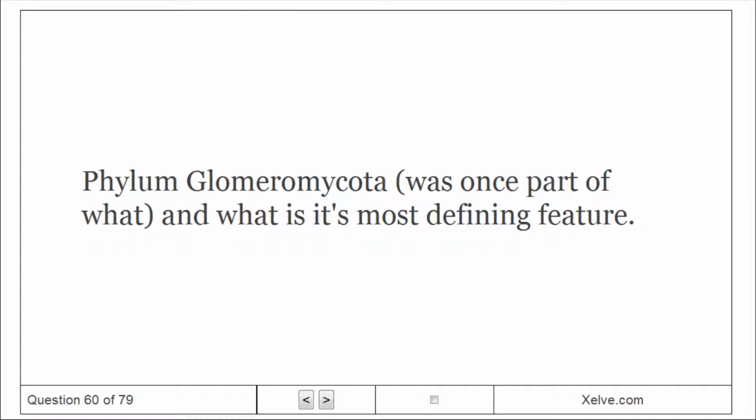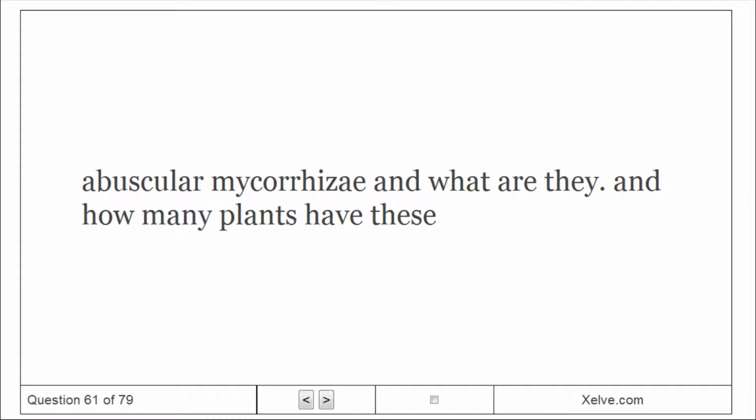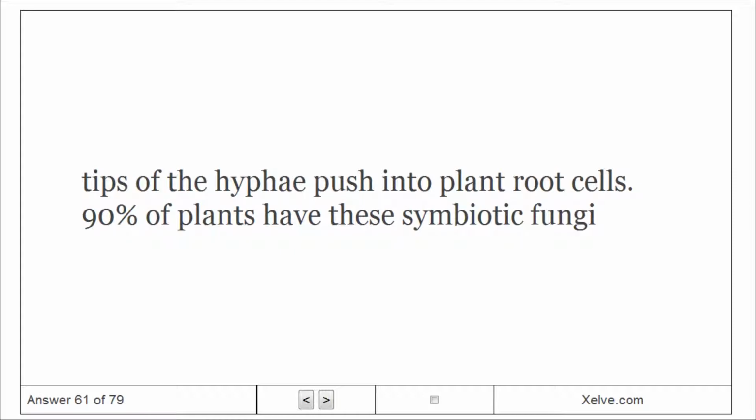Phylum Glomeromycota, and what is its most defining feature? Once part of Zygomycota, arbuscular mycorrhizae. Arbuscular mycorrhizae, and what are they, and how many plants have these? Tips of the hyphae push into plant root cells. 90% of plants have these symbiotic fungi.